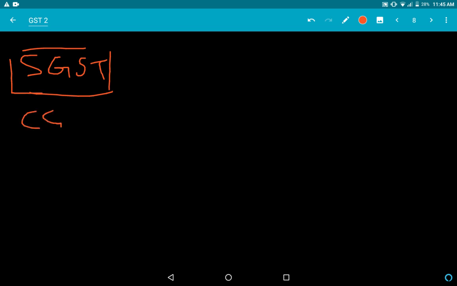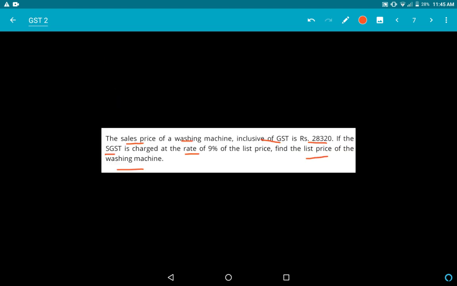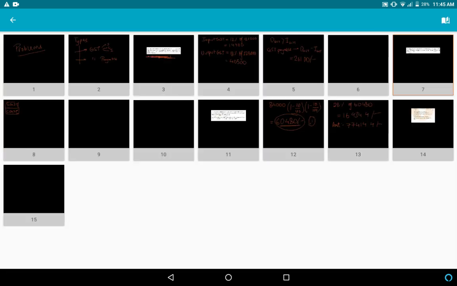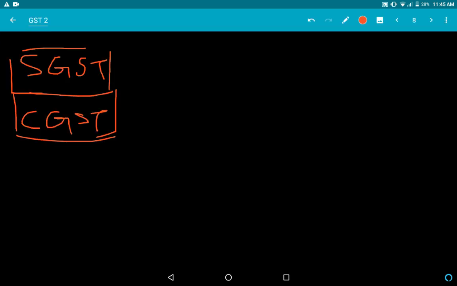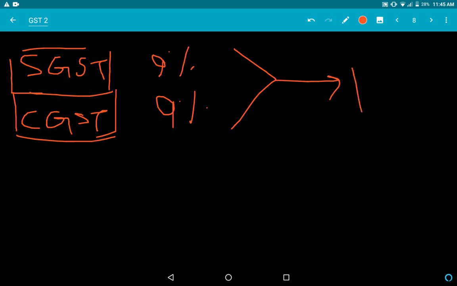It is telling that SGST exists. If I say there is SGST, there has to be a CGST, because both are always inside the state together. See this, it's not given inside the state, but always SGST should be with CGST. So if this is 9%, this is 9%, this total GST is nothing but 18%.